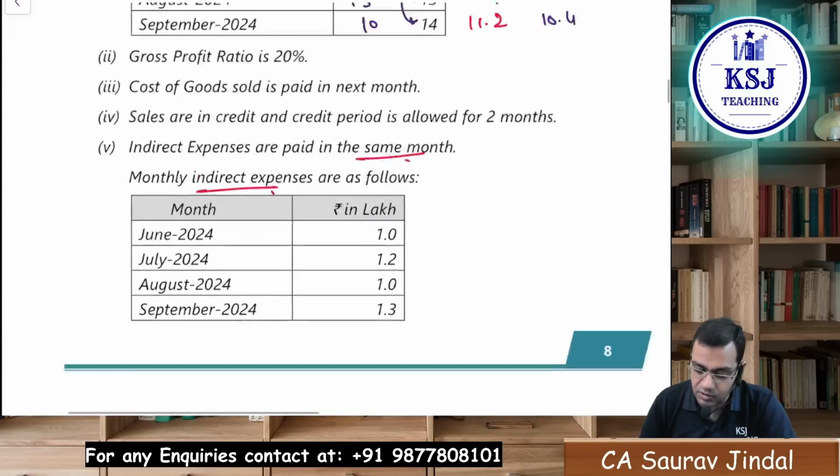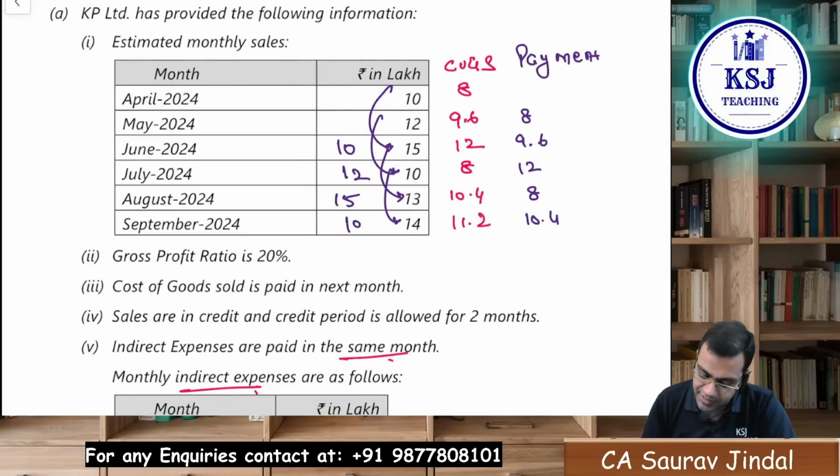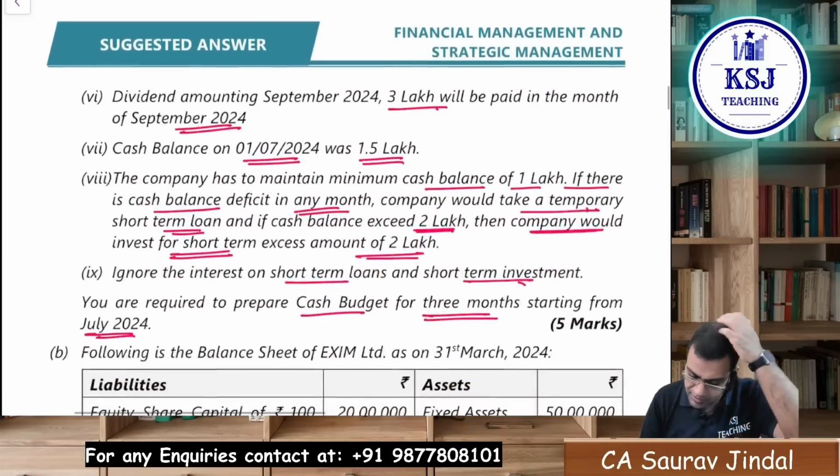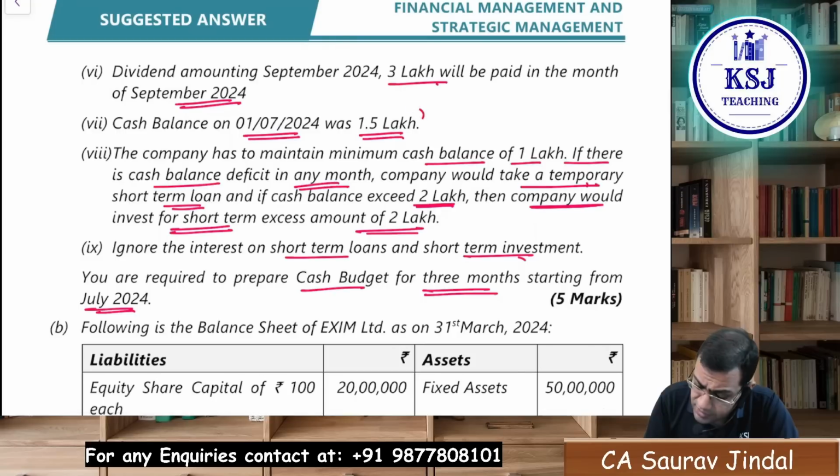So if you talk about receipts, receipts will be from sales 12, 15 and 10. Right? Then what else will be the receipts, sir? Any other receipts will be there? This is your opening cash balance.